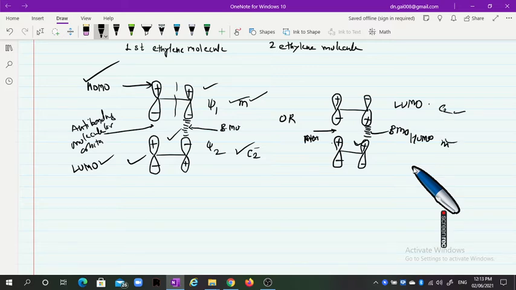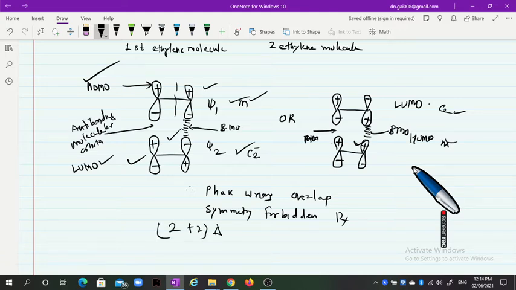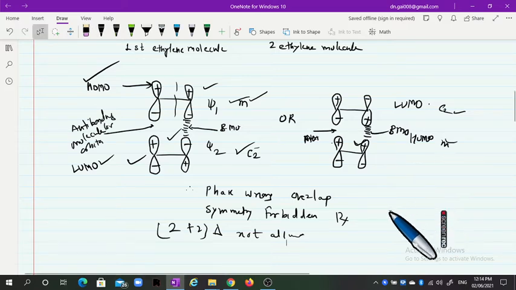The symmetry is not matching, that is the first thing we have observed, and secondly we can say the phase is wrong for overlap. Because the symmetry is not matched, the phase is wrong for overlap, and therefore it is a symmetry forbidden reaction. Therefore 2+2 is a thermally not allowed reaction.